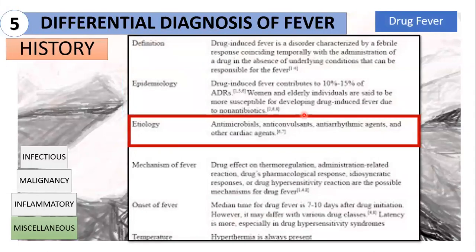As for drug fever, it is related to an intake of medication. The most common drugs implicated in drug-induced fever are the following: the antimicrobials, especially piperacillin-tazobactam, anticonvulsants, antiarrhythmic agents, and/or other cardiac agents. You have to take note that the fever appears 7 to 10 days after the initiation of the drug. So always ask about any intake of drugs by the patient with fever.